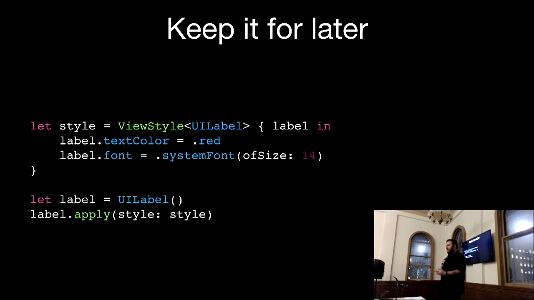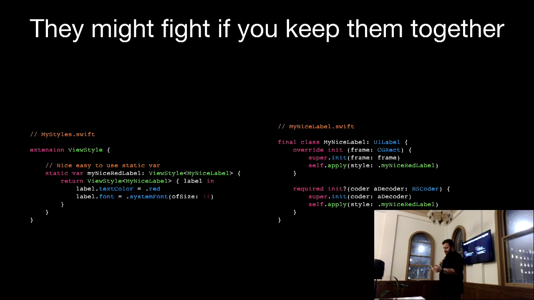Cool. And if you want to save it, you just save the closure. The view style is just a struct that's a wrapper around that function. Very, very basic. And you can apply it by passing it in. The best part about that is you can separate them. So you can throw your styles into their own group, project folder, whatever you want to do. Keep it away from your actual implementation.